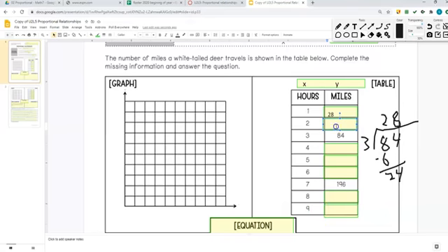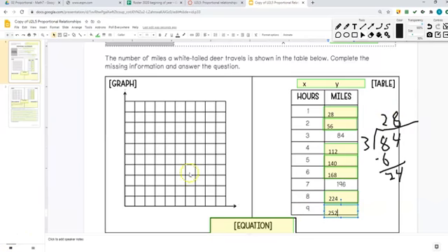So now you should have calculated each one of the values, and this one should be 56. This one should be 112. This one should be 140. This one should be 168. This one should be 196. Then we get 224. And then we get 252. And here, each time, it was this number times our ratio.